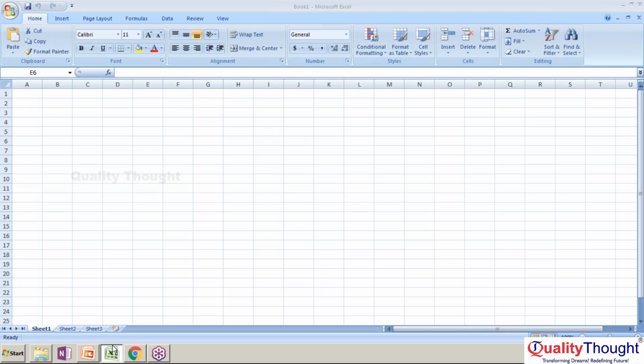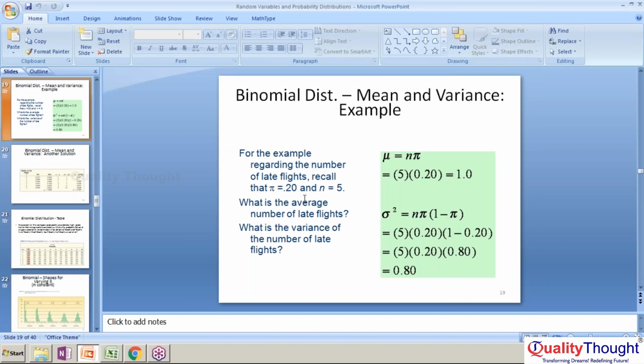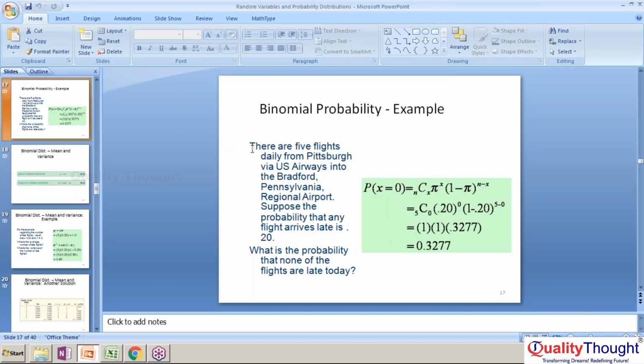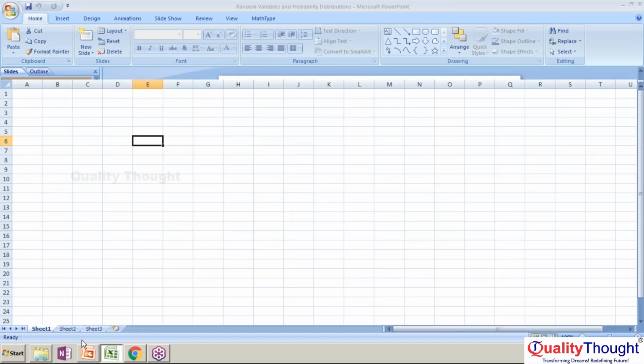Based upon yesterday's formula, this is how the example is represented. There are 5 flights daily, meaning n is equal to 5. And the probability that any flight arrives late is 0.20, meaning the probability is 20%, which is 0.20. And it is asking for the probability that none of the flights are late, when P(X) is equal to 0. So now let us see how we use the binomial distribution.